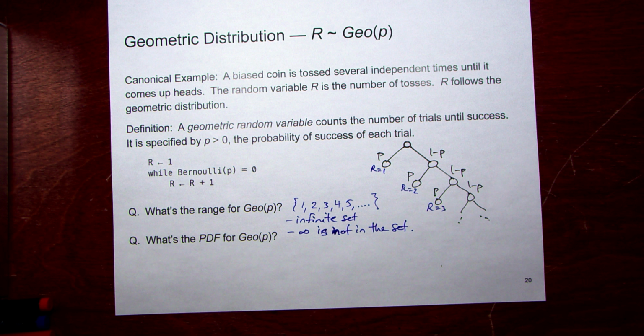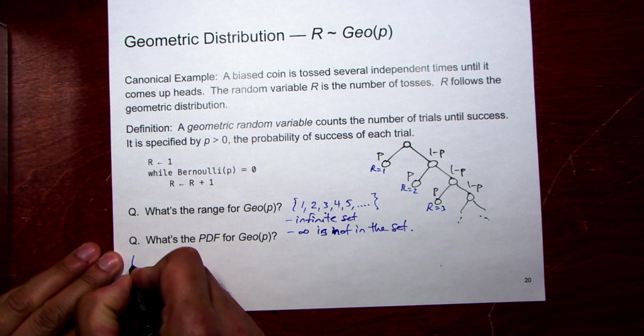Okay, the PDF. So what's the probability that r is equal to x? Well, in order for us to get r equal to x, first we have to toss 1 heads. It's going to be the last one. But we also have to toss x minus 1 tails in advance, right? So it's got to be exactly that sequence: tails, tails, tails, tails, tails, tails, followed by heads at the end on the xth trial.